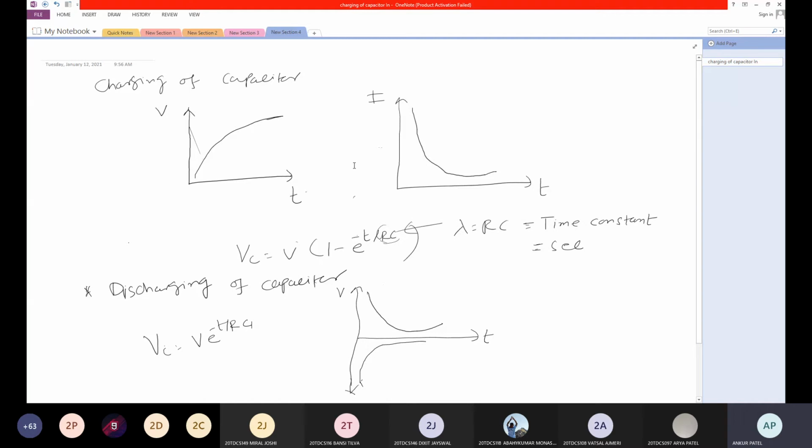We are measuring this voltage and current with respect to time. In practical connections, you have to take one stopwatch. You need two DMMs, one DMM for voltage measurement and another DMM for current measurement. You need to measure at an interval of 5 seconds by stopwatch. So 5, 10, 15, 20, like that.